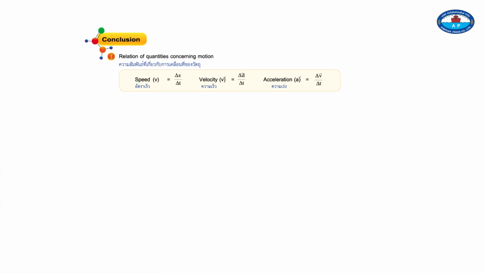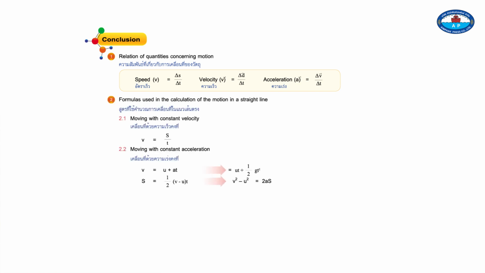Conclusion. 1. Relation of quantities concerning motion. 2. Formulas used in the calculation of motion in a straight line. 2.1. Moving with constant velocity. 2.2. Moving with constant acceleration. 3. Formulas used in the calculation of an object's falling down.